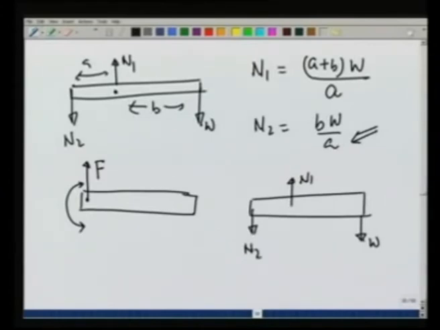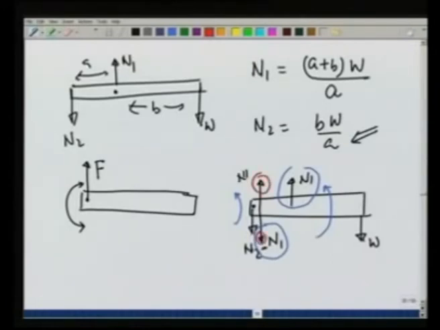I can add a 0 force at this point, and I choose this 0 force in a particular way. I add N1 and minus N1 at this point. Now, this minus N1, let me use a different color, minus N1 along with this N1 gives a couple trying to turn the whole thing counterclockwise. So, this gives a couple at this point in this direction, and this force N1 and N2 added together give me a force.